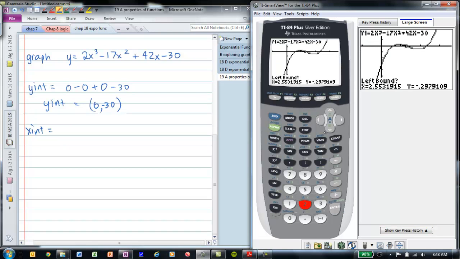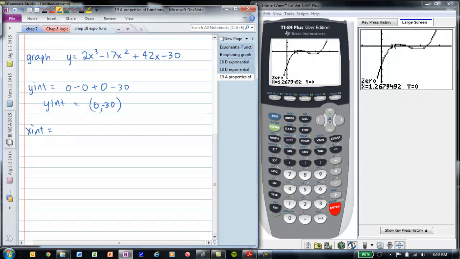which is 0. And what I have to do is move my cursor so that it is just left of where I think the intersection is, and I'll hit enter, and then move it so that it's just right of where the intersection is, and hit enter. Then it asks me to guess again, and if I want I can move the point closer to it, but it doesn't really matter. Hit enter, and then it tells you the zeros. So my first 0 is 1.27. Alright, and then I have to repeat that process 2 more times for this graph.